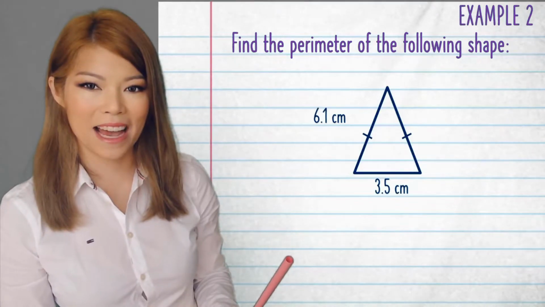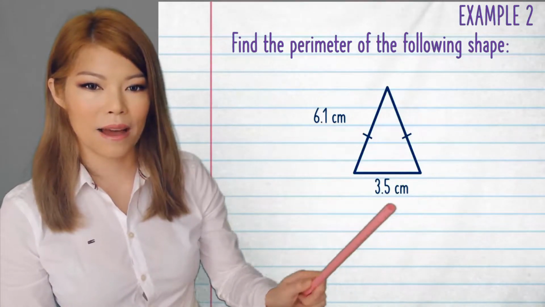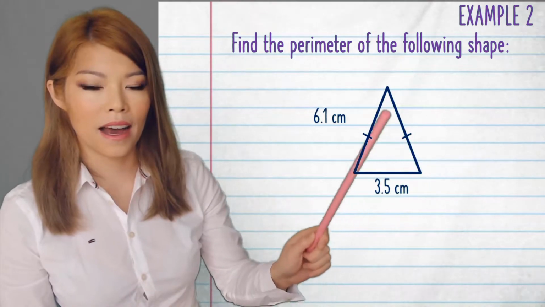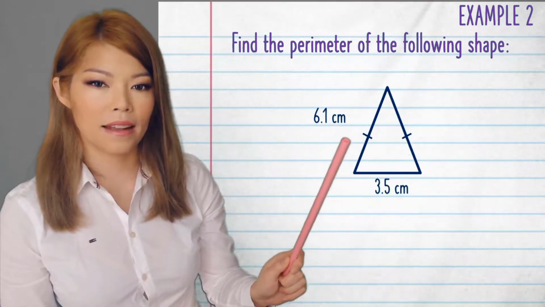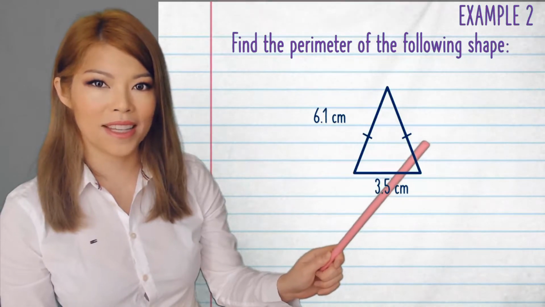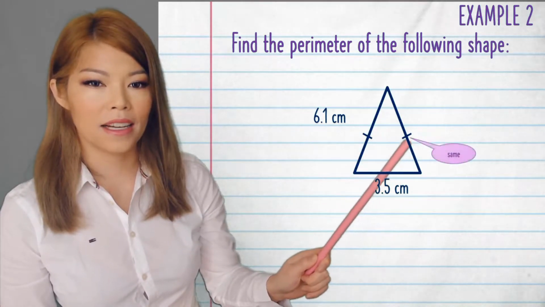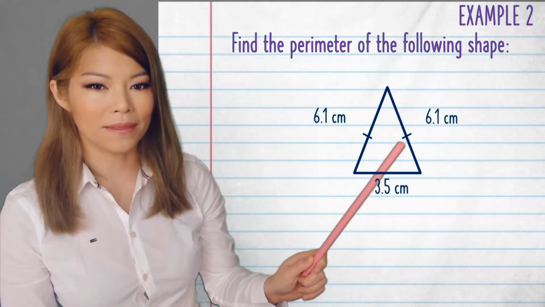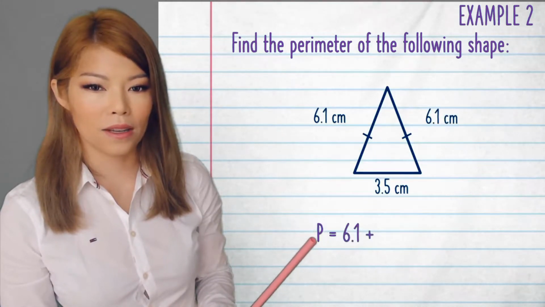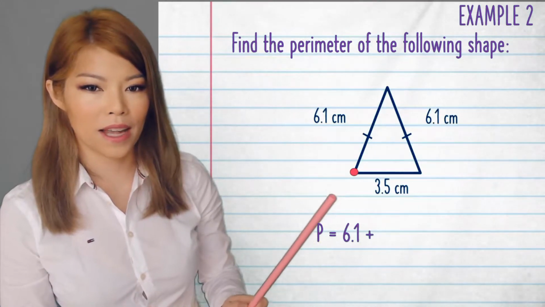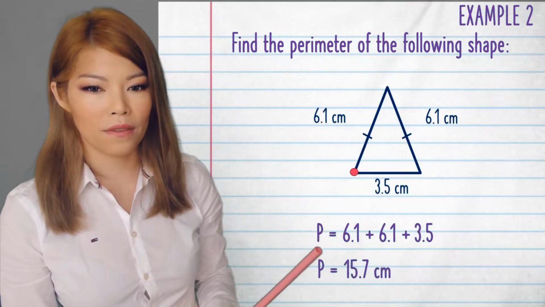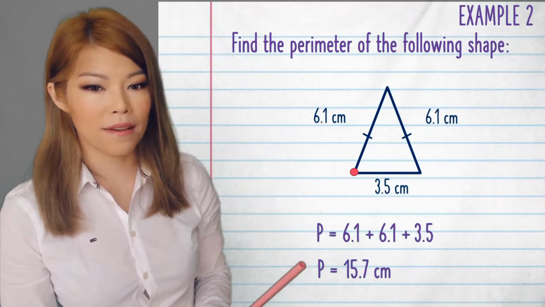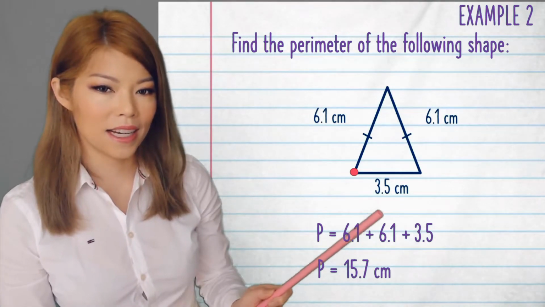Let's do another example. In this example we see that we're missing a value over there, and that's because this symbol over here means that this side is equivalent to that side. So that means that side is also 6.1. So now we can add the 3 values. So 6.1, so we started over there. Then the next one will be another 6.1 and 3.5. And we have 15.7 centimeters. Take note of the units.